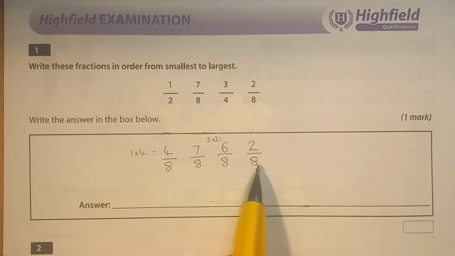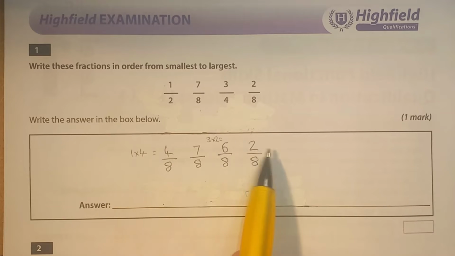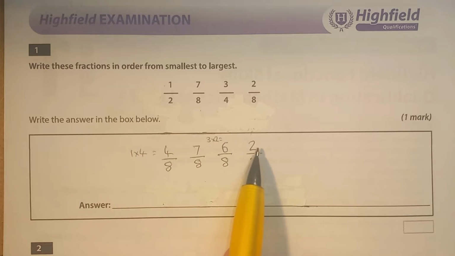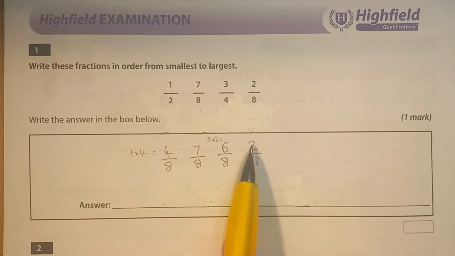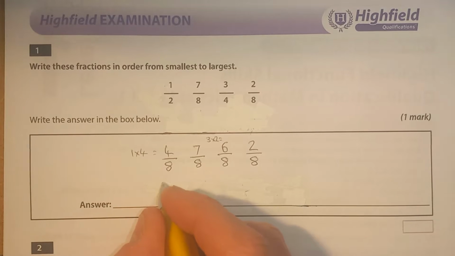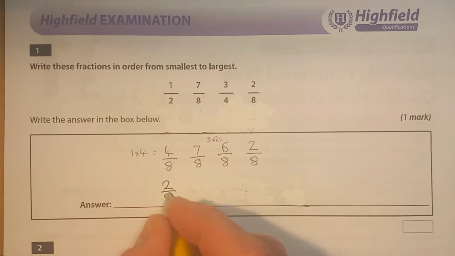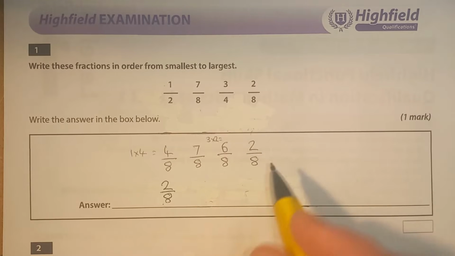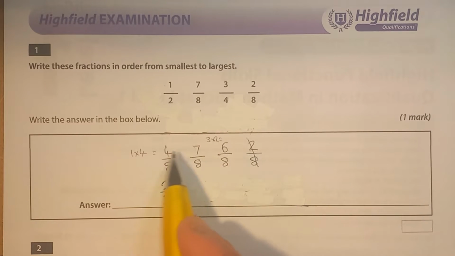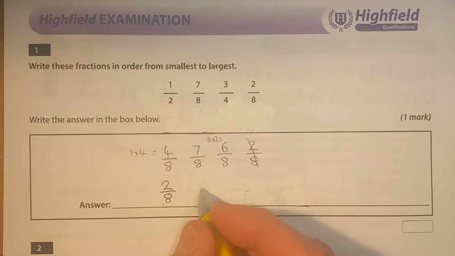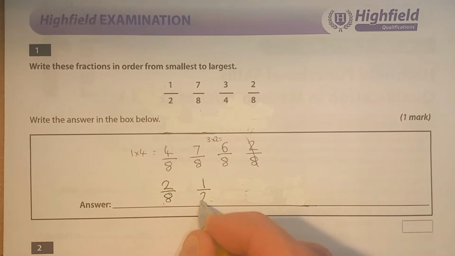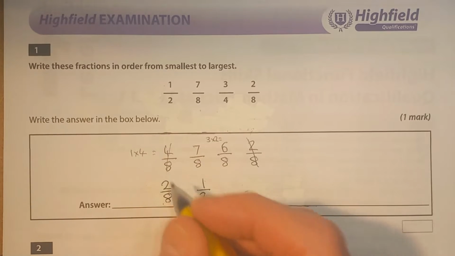So we can ignore the denominators because they're all the same, and we can just compare the numerators. Which is the smallest numerator? Well, the smallest number out of 4, 7, 6 and 2 is 2. So the first fraction is going to be 2/8. Then what's the next? So we can cross that one off. What's the next smallest? Well, then it's the 4. So 4/8. But actually the 4/8 replaced the half, so we can put the original half back in. And we've used that one.